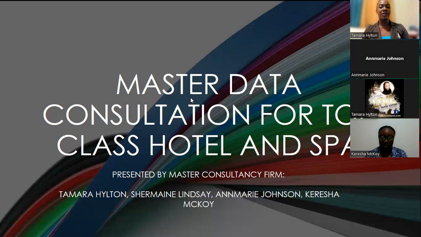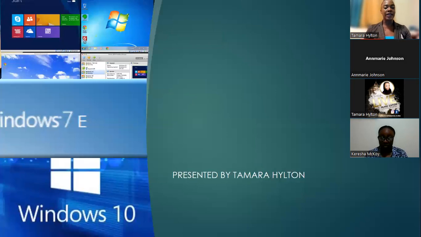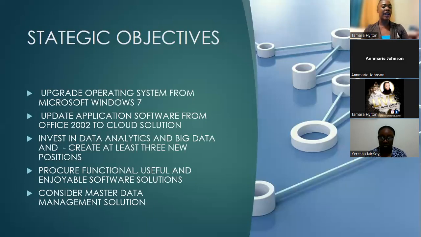Today, we are going to be looking at the strategic objectives: upgrade the operating system from Microsoft Windows 7. We're also going to be looking at upgrading application software from Office 2002 to a cloud solution. We will look at investing in data analytics and big data and what new careers or positions you can create in that area. We're going to be looking at procuring functional, useful, and enjoyable software solutions. And finally, we will look at considering a master data management solution.